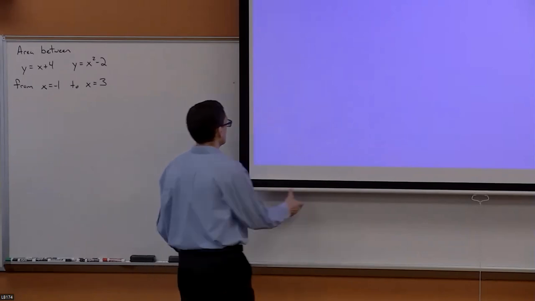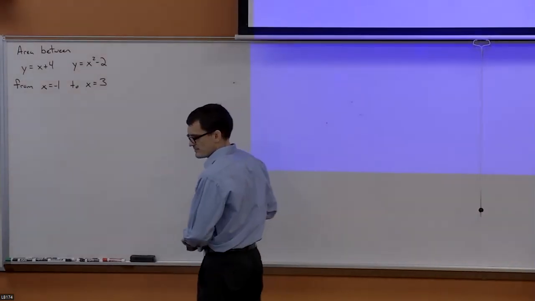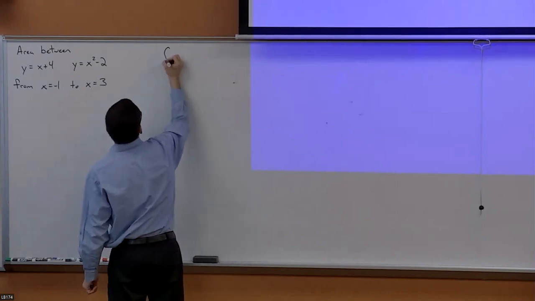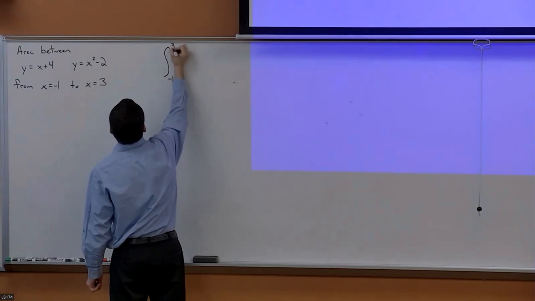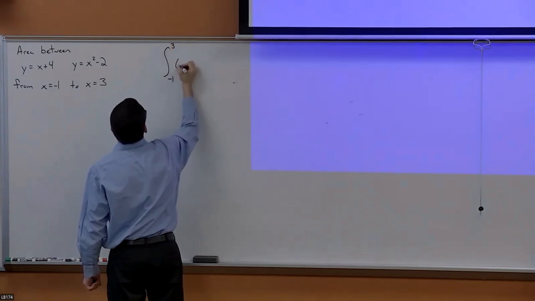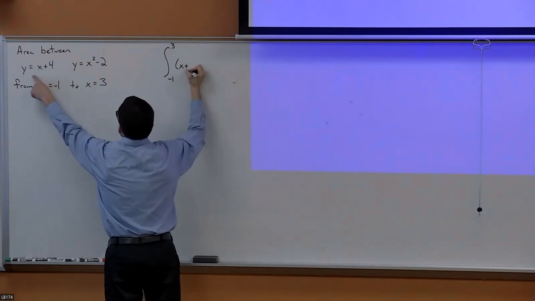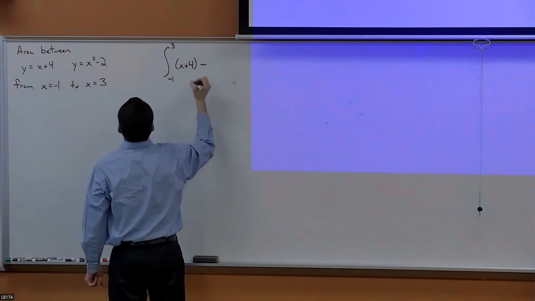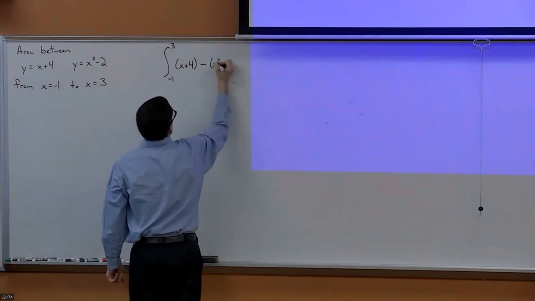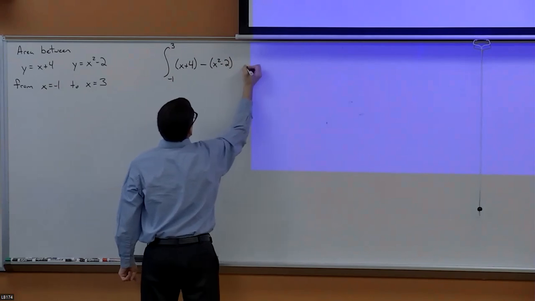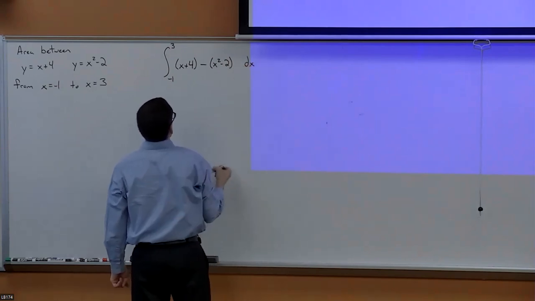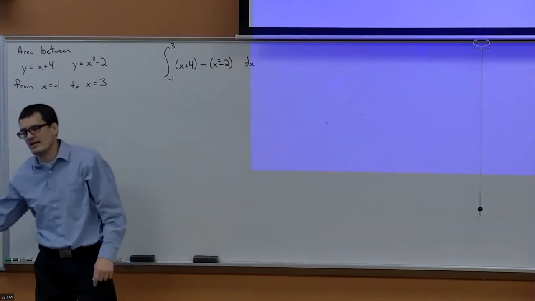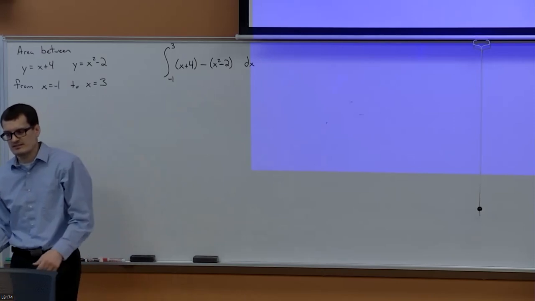All right, so now that we've established that, now we can set up the integration from -1 to 3. Like I said, the y equals x plus 4, that's on top. So that's like my f. And then x squared minus 2, that's on bottom. That's like my g. And we're integrating that whole thing with respect to x.